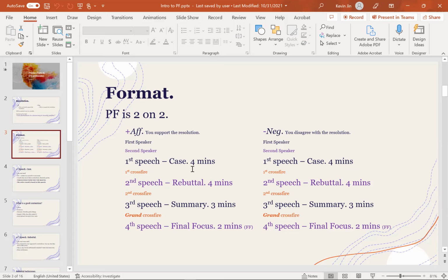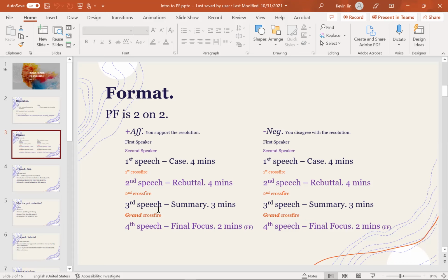The second speech is going to be rebuttal, which is basically the part where you say, Judge, realize that my opponent's arguments are not correct or are untrue because of this, this, and this. This part is basically just you saying that your opponent's arguments are not true and that your arguments are true or factual, and that's why you win. The third speech is the summary, and that's 3 minutes. The summary is pretty self-explanatory. It summarizes the entire debate, and you tell your judge why you're the one winning the debate.